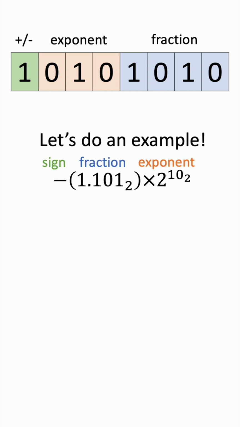Our sign is of course negative, and our fraction written in base 2 or binary is 1.101, and our exponent is shown as 2 to the binary number 10 base 2. Notice 2 things about the exponent. One is that we're multiplying by a power of 2, not a power of 10 as we see in our standard base 10 scientific notation. Also, again, notice that the exponent is written in base 2.